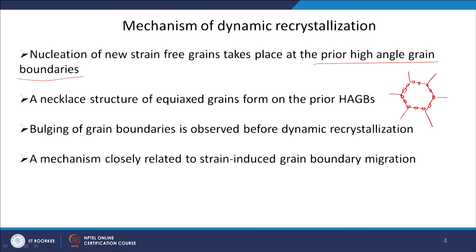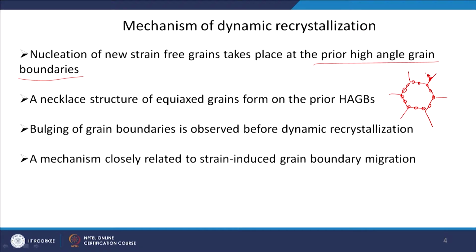So, this is what we call a necklace structure of equiaxed grains forming on the high angle grain boundaries. You will observe that if nucleation has started, the bulging at the grain boundary starts first, before dynamic recrystallization. You will have a kind of bulge on the boundary, and that particular new strain free grain will then grow.